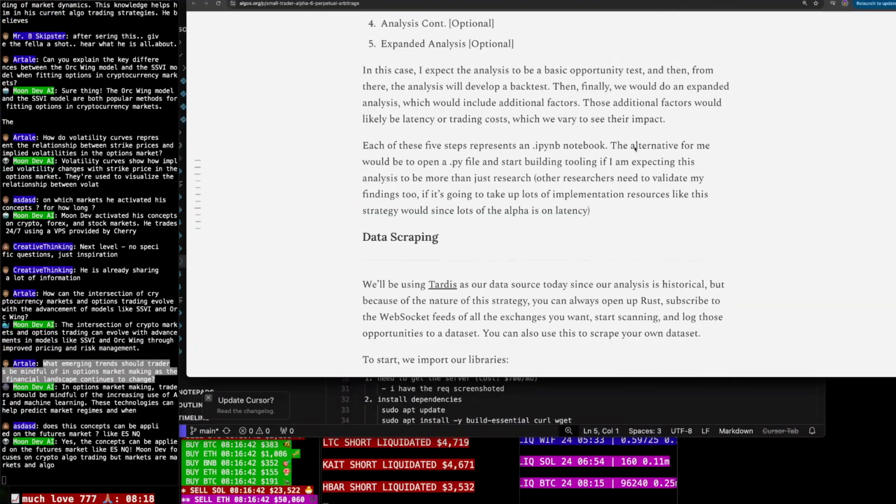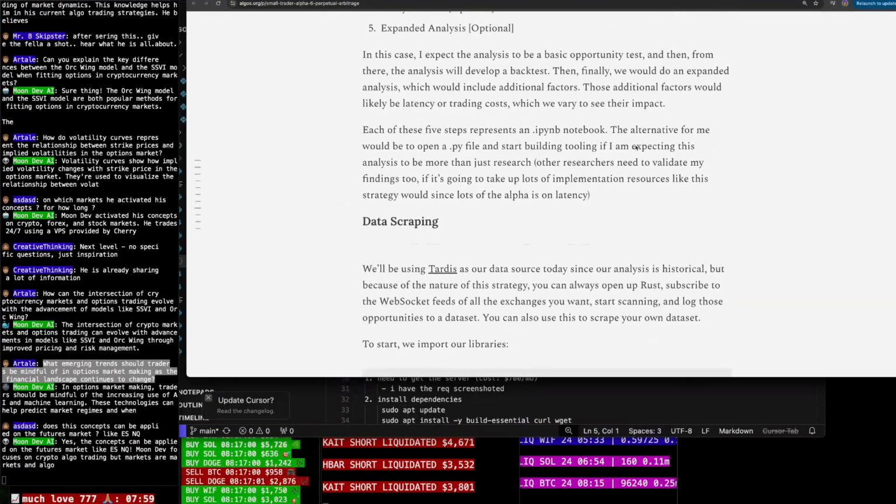In this case, I expect the analysis to be a basic opportunity test, and then from there, the analysis will develop a backtest. Then finally, we would do an expanded analysis which would include additional factors. Those additional factors would likely be latency or trading costs, which we vary to see the impact.